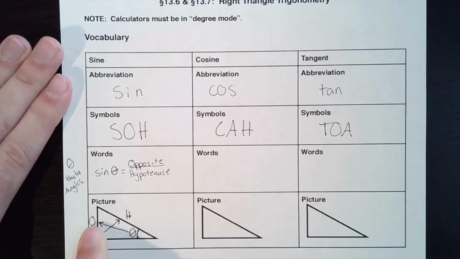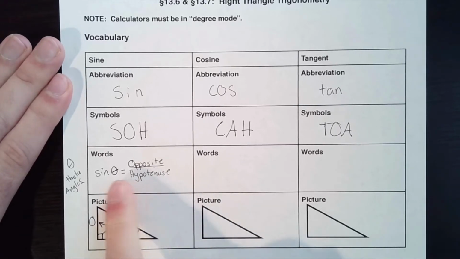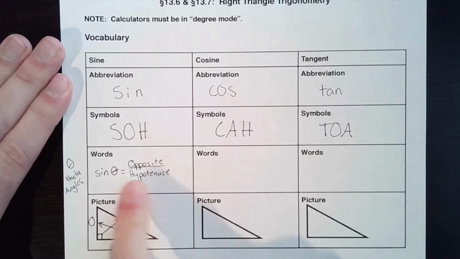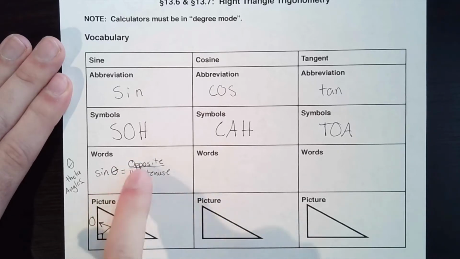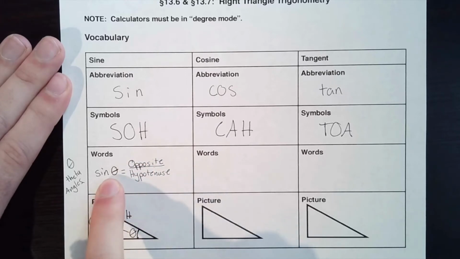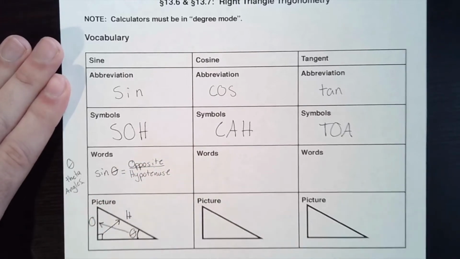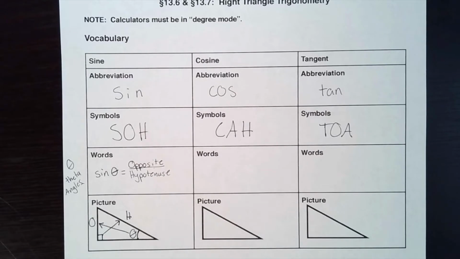So if I knew these two measures, I would set them up in this equation. And what's going to happen is you're going to know two of the three things in this equation. You'll know either the angle measure and one side, or you'll know both sides, and you'll try to find the angle measure. By setting that up, that then gives us a way to solve for whatever missing piece we have.